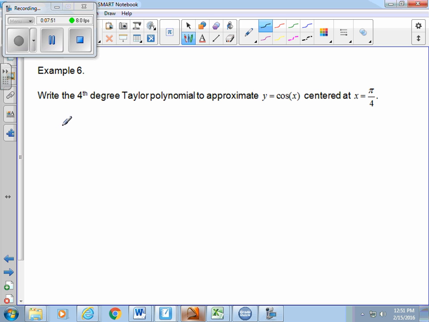The first thing I need is cosine of pi over 4. Then I need the derivative of cosine, which is negative sine at pi over 4.